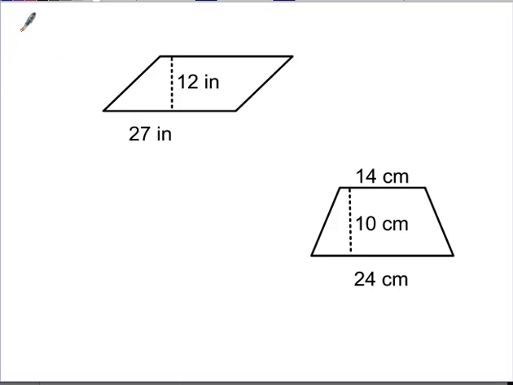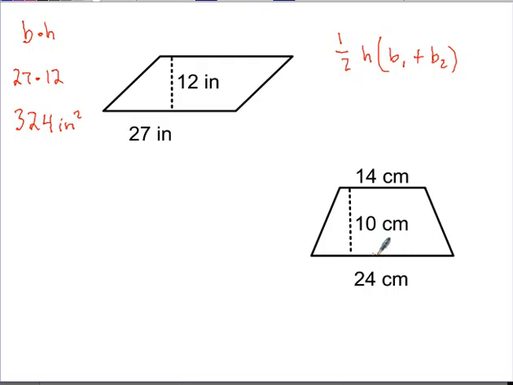A parallelogram, all you have to do is base times height. So for this parallelogram, 27 times 12. 324 inches squared. A trapezoid, the formula is 1/2 the height times base 1 plus base 2.